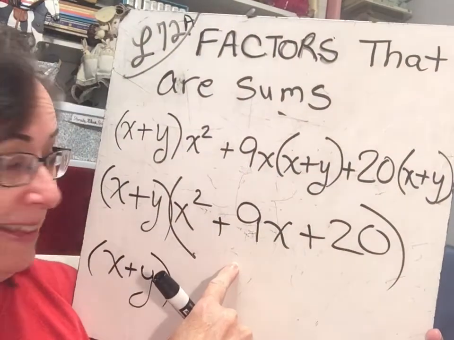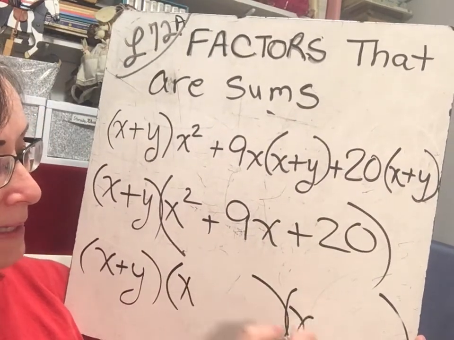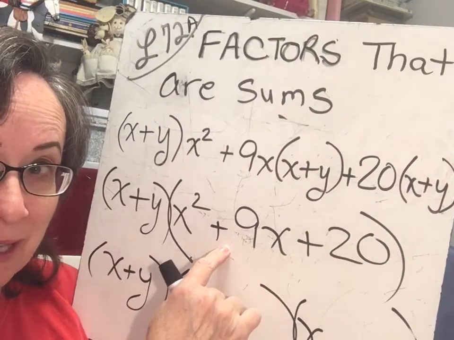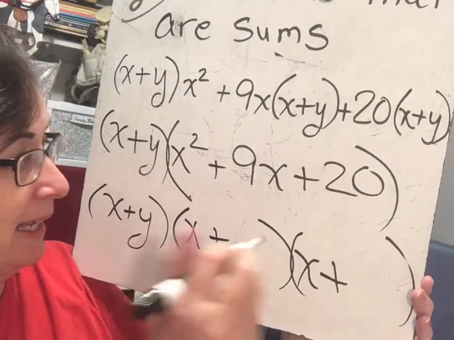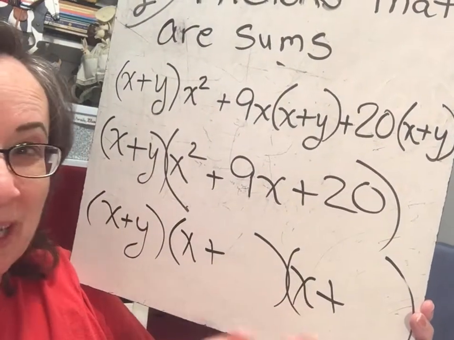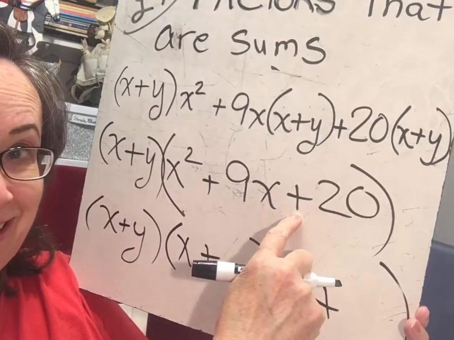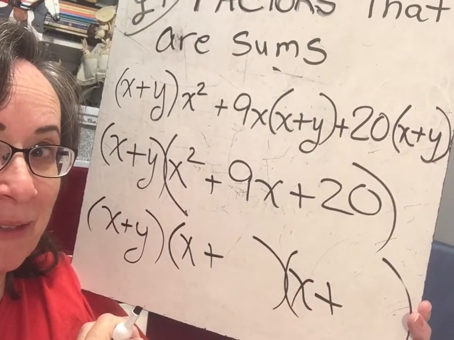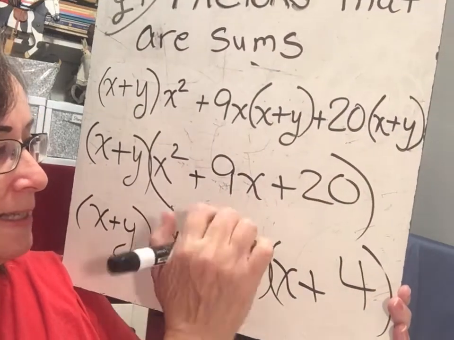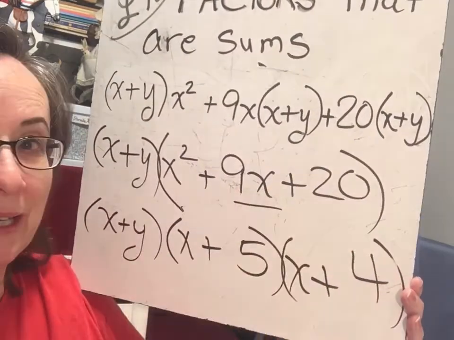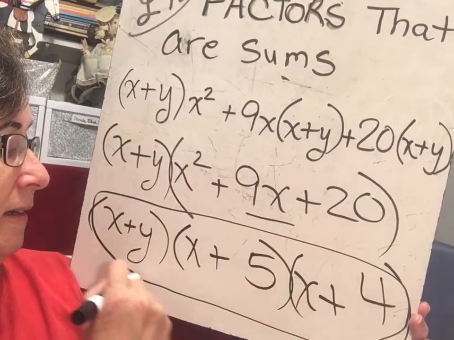and factor this. Well, it's a trinomial. So we're going to put x, x. This is positive, and this is positive. That means that both of these will be positive. And then the 20 could be what? 20 times 1, 10 times 2, 5 times 4. We're looking for a sum of 9. So wouldn't I use 5 times 4? 5x plus 4x is 9x. 5 times 4 is 20, and we are done. Here is your factored polynomial.